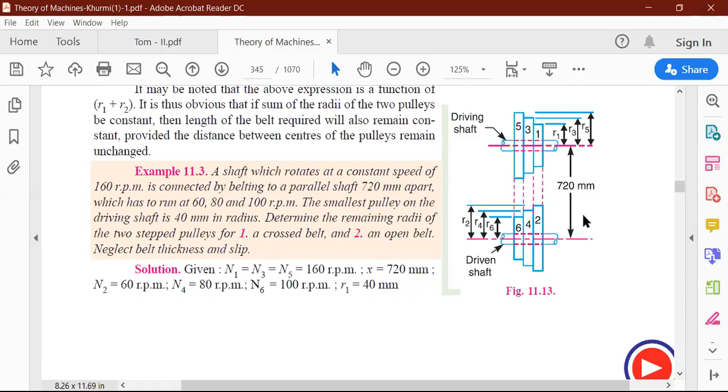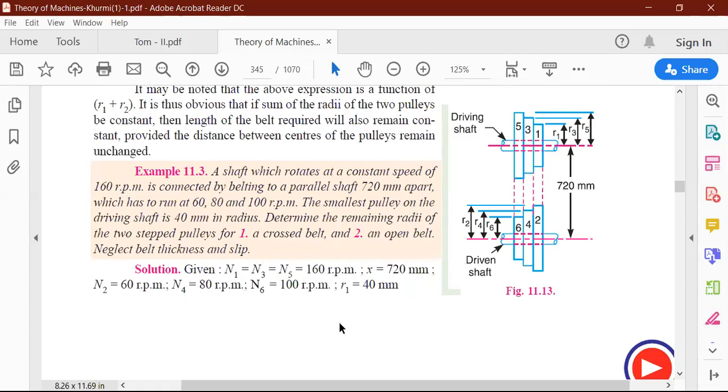Okay, so now first we write down the given things. Whatever is given in the numerical: the shaft rotates at a constant speed of 160 rpm, means if it is rotating at constant speed, this R1, R3 and R5, all three pulleys have the same rotational speed, that is 160 rpm. That's why here we write N1 is equal to N3 is equal to N5 is equal to 160 rpm. Now X is equal to 720 mm. This is the center to center distance between the two shafts.